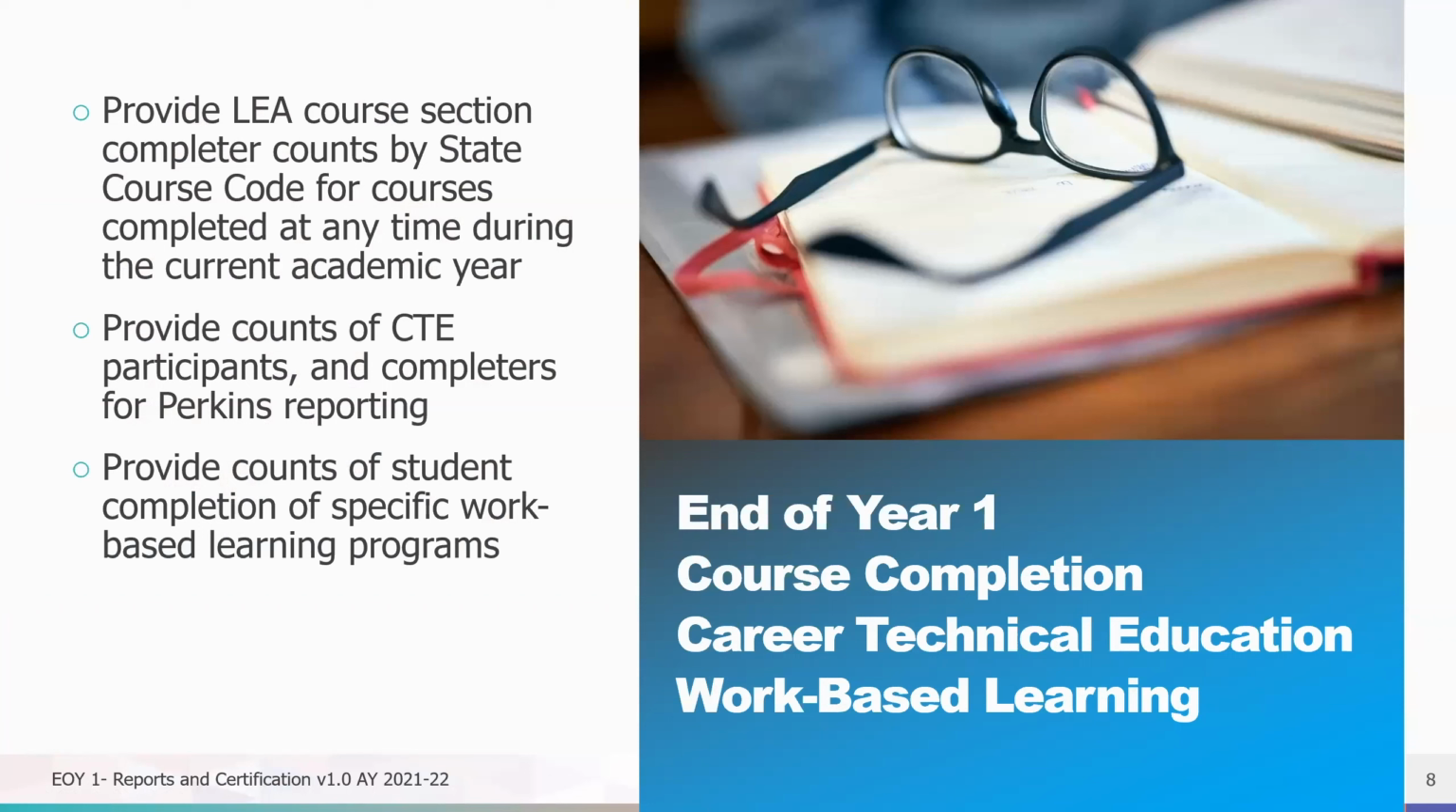So for end of year 1, it's basically a collection of course completions, CTE completer data, and work-based learning data. Essentially, we would like you to tell us who among the students completed departmentalized courses with grades and credits in this current academic year, and then who among these completers were in a CTE pathway and also completed the prescribed 2 or 3 course pathway, and you report that in CalPADS.